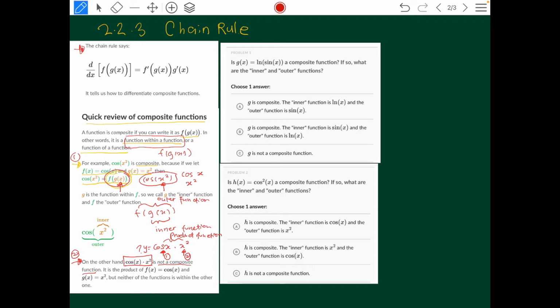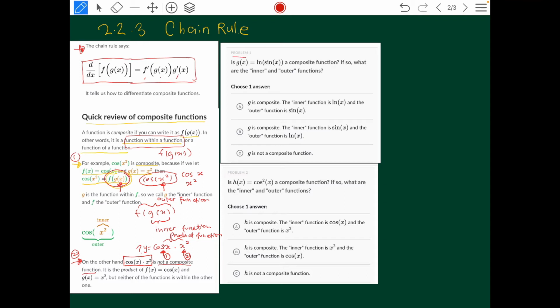Back to the definition of the chain rule. The chain rule says the differentiation of the composite function f(g(x)) is equal to f prime of g(x) times g prime of x. Before we go into how to apply the chain rule, we already know what composite functions are, and the difference between composite functions and product functions. Now let's see some examples.